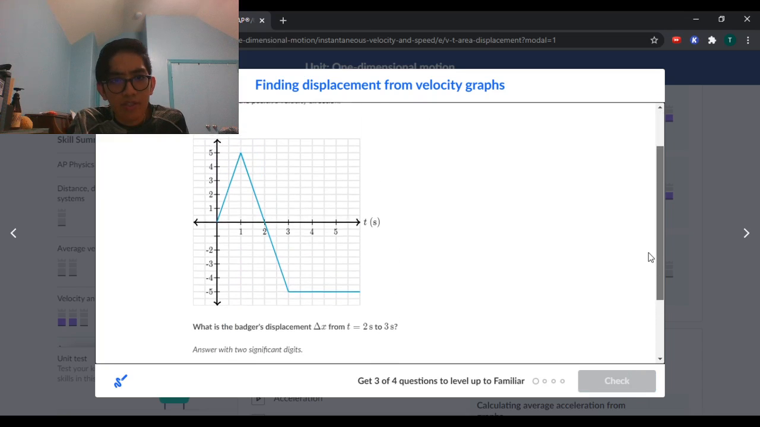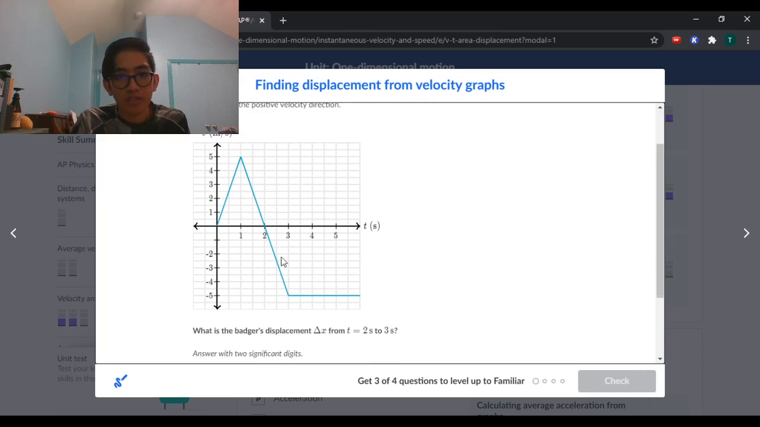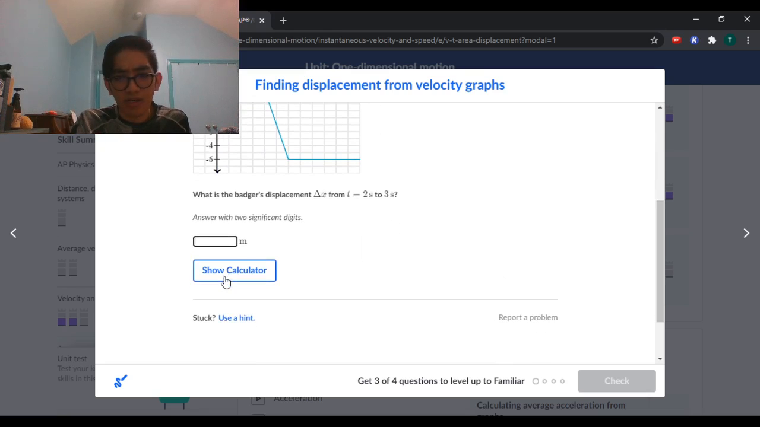So we have the displacement between 2 seconds and 3 seconds. Well, let's see here. It's a triangle, right? So the area of a triangle is basically 1/2 base times height, right? So 1/2 times the base, which is 3 minus 2, which is 1, and then times height, right? So from 0 all the way to, what is that, -5, which gives a negative displacement of -2.5 meters.